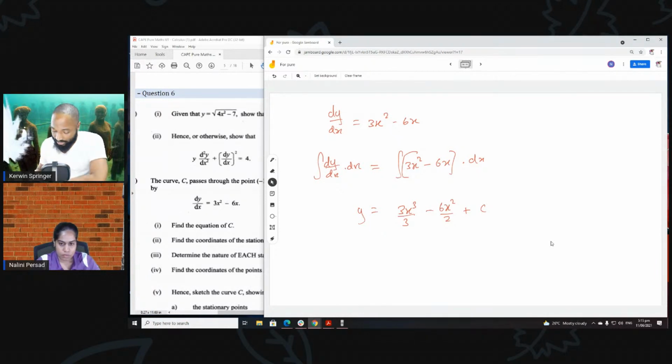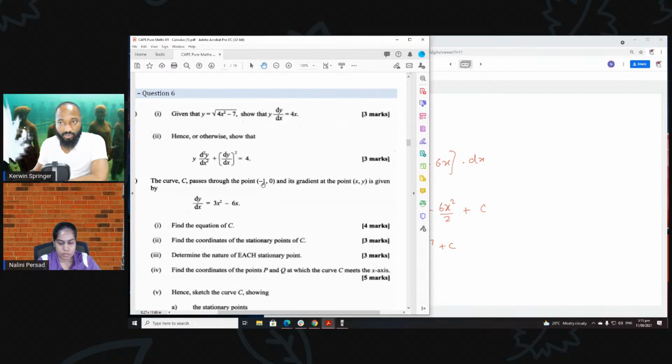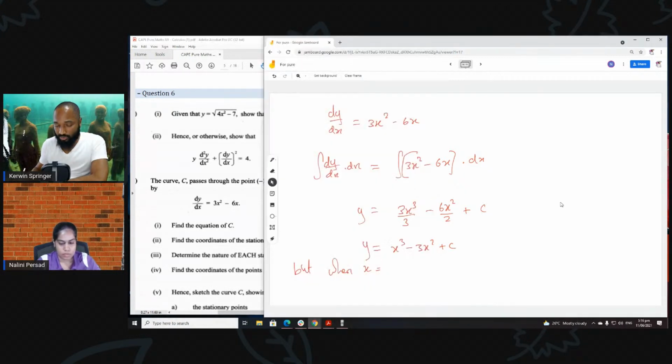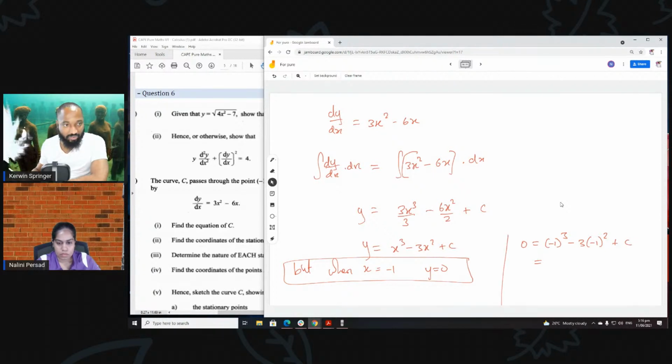Well, the 3 and the 2 cancel, so you're getting y is equal to x cubed minus 3x squared plus C. But when x is -1, y is 0. When x is -1, y is equal to 0. So I can put 0 and I can put -1 in, and what is that giving me for C? This is just to discover what C is.